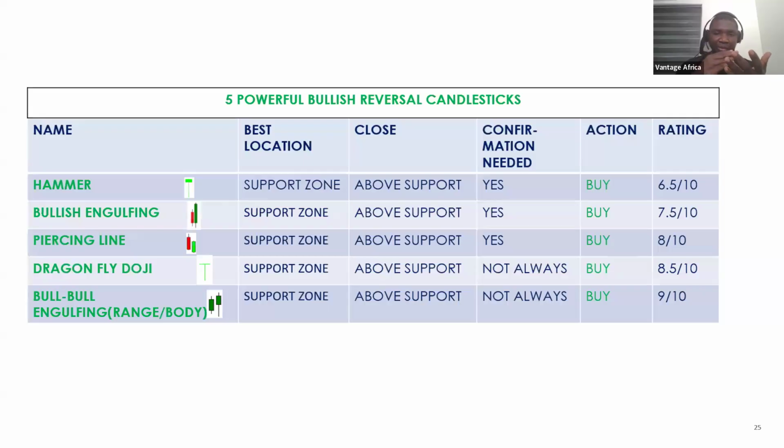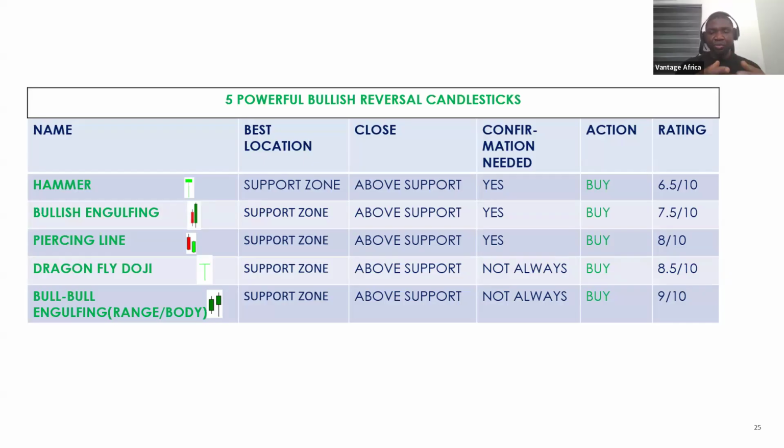It's always recommended that you wait for confirmation. Most of the time, traders are too impatient. Most traders are too impatient, and then they end up losing the same trade they rushed into.